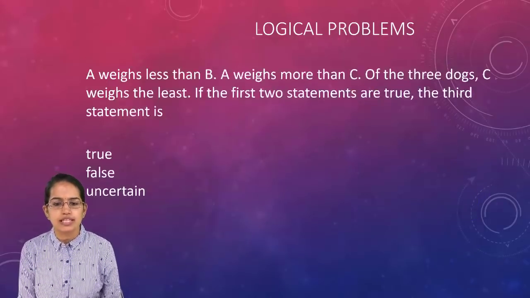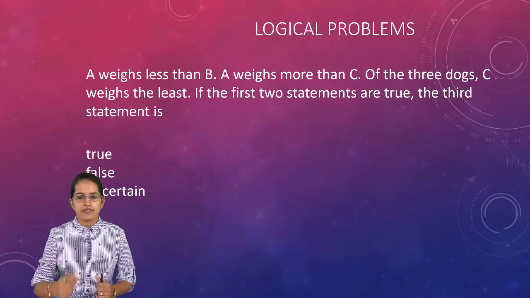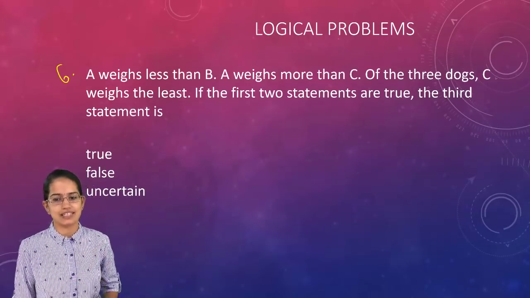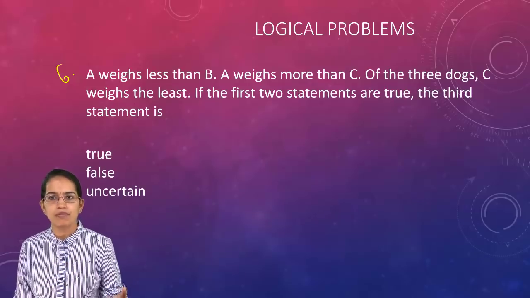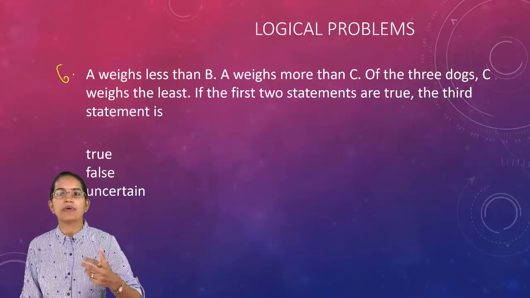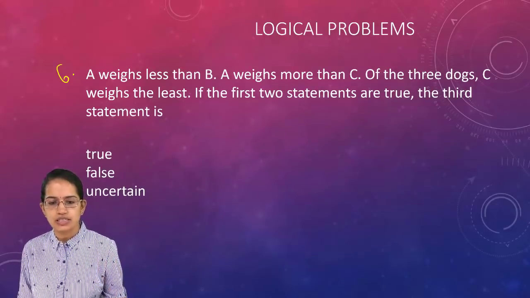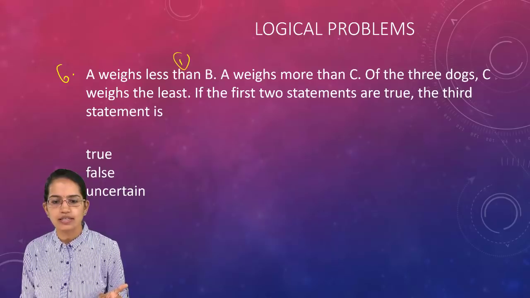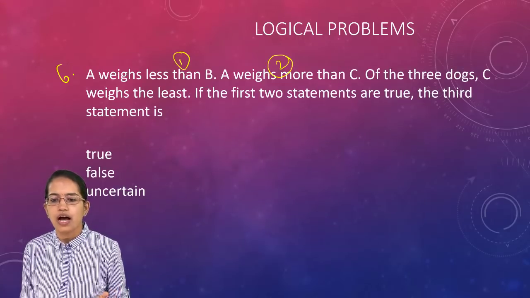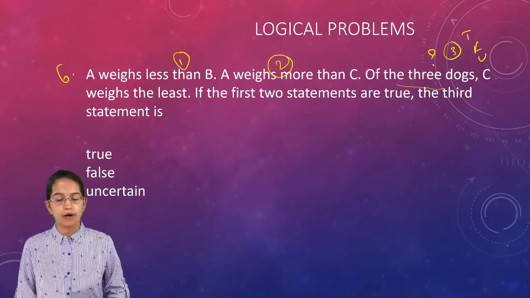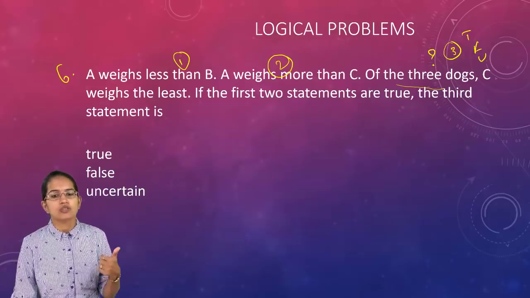Okay. The next question is a very simple problem, question number 6. But the presentation is little different. Now, this is a simple problem of analytical reasoning. We have presented it in a different way to make it a logic problem. So, the question says, you have 3 statements. I say statement 1 and statement 2 are true. I have to find out what about statement 3, whether it is true, false, or I cannot say anything about it. It is uncertain.